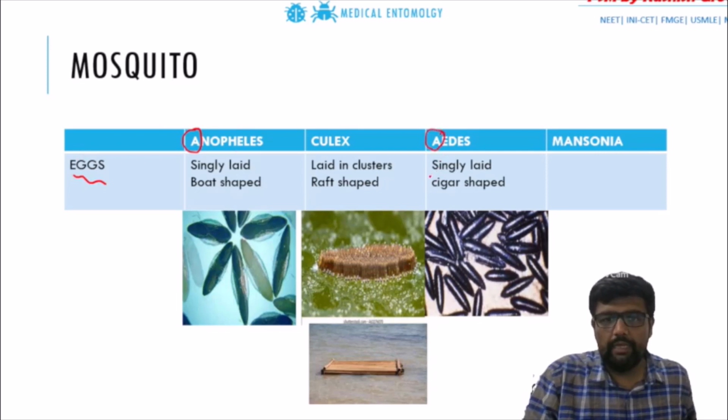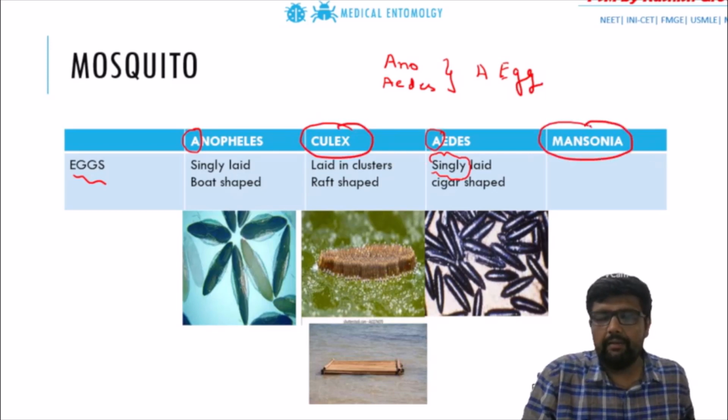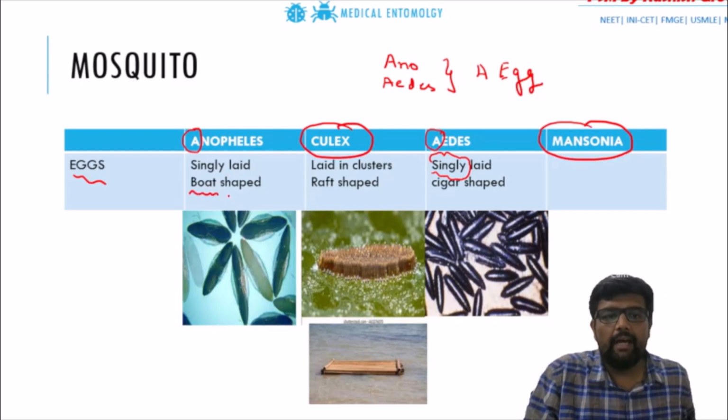They both lay single egg. The rest, Culex and Mansonia, lay eggs in clusters. Now, Anopheles eggs are boat shaped, whereas Aedes eggs are cigar shaped.